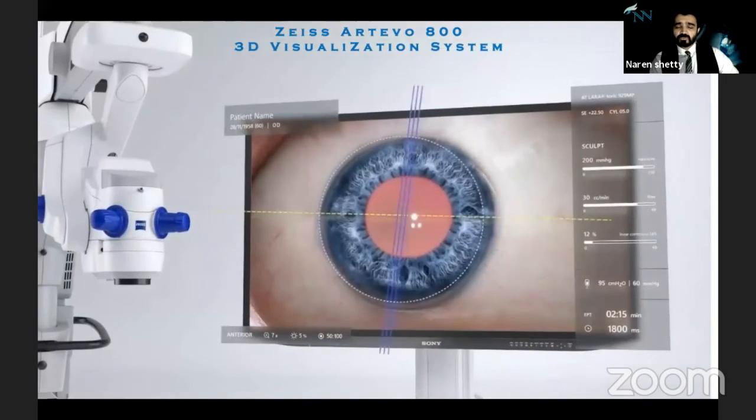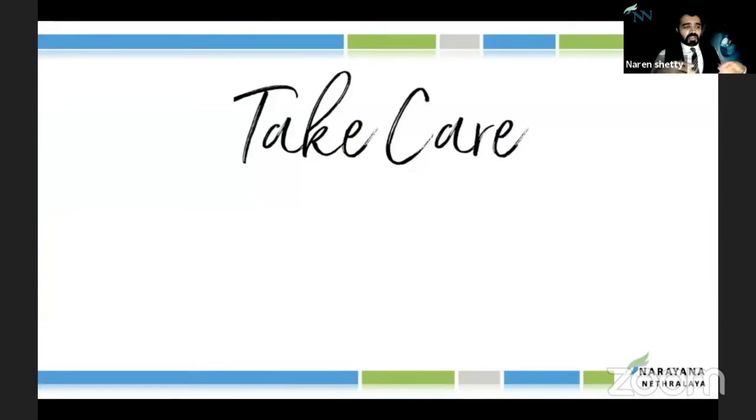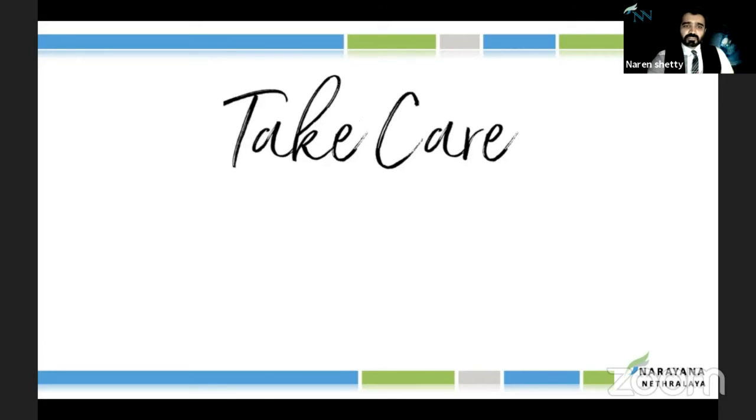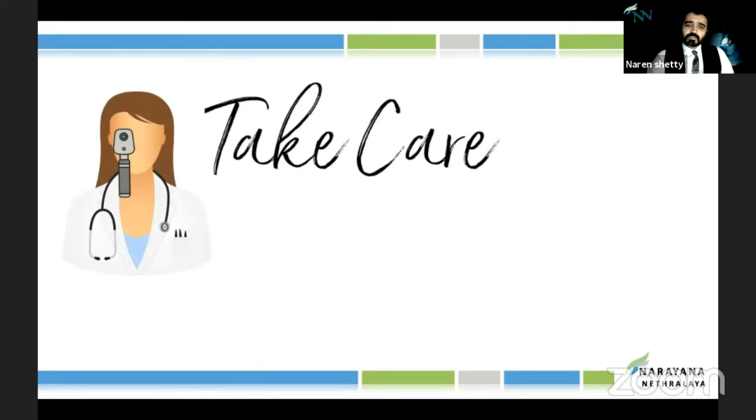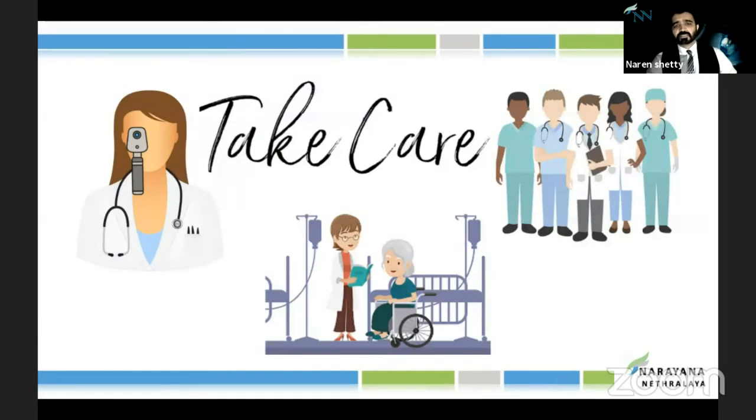This is where the 3D visualization system of Zeiss RTO comes into the picture, where with the coming of the 3D visualization system, we have taken care of three people. First, the doctors, second, the patients, and then the trainers. So let's look at the consultants first.